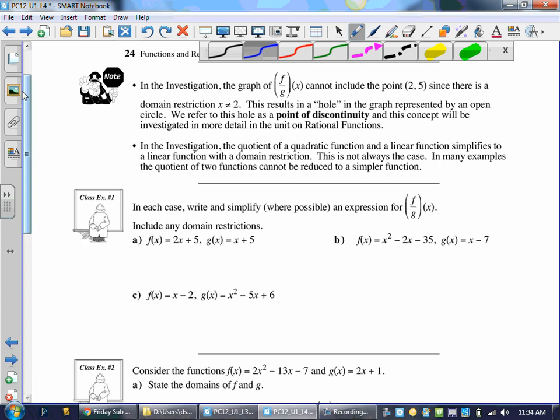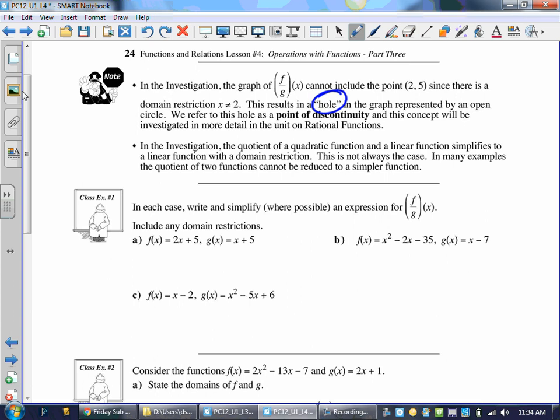Okay, go back. Sorry. This results in a hole in the graph represented by an open circle. We refer to this hole as a point of discontinuity. This point of discontinuity happens when you have two factors cancel. When a factor on the top cancels with a factor on the bottom, there's a point of discontinuity there.